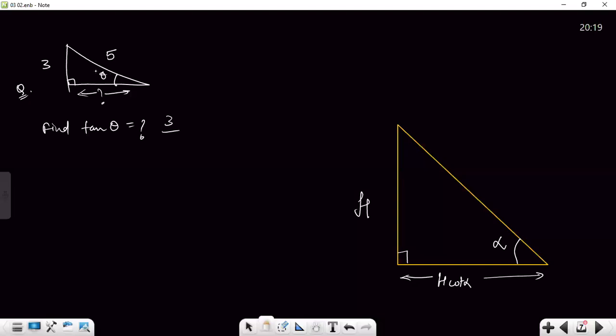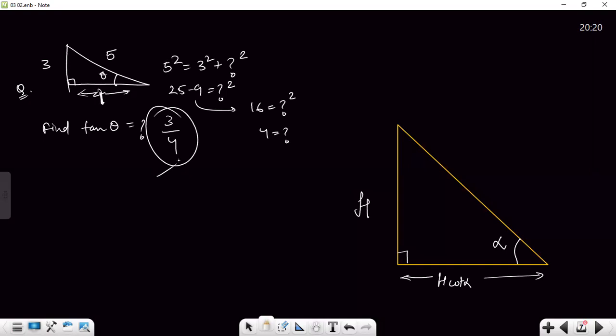So we know this is a right angle triangle, so Pythagoras theorem will be applicable. 5 square is 25, minus 9 is equal to 16. Taking square root both sides, our base comes as 4. Now 3/4 is our answer. Clear? Clear, everyone? Yes, sir.